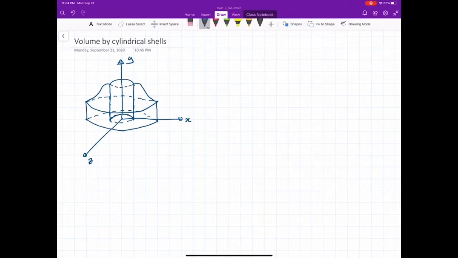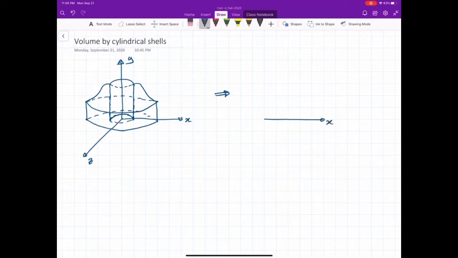For this shape, sometimes the previous two methods, the disk method and the washer method, might not work. So here what we're going to do is we're going to use the shell method. Now let me consider a region. Then I will explain why I consider that region. So let me consider this region.